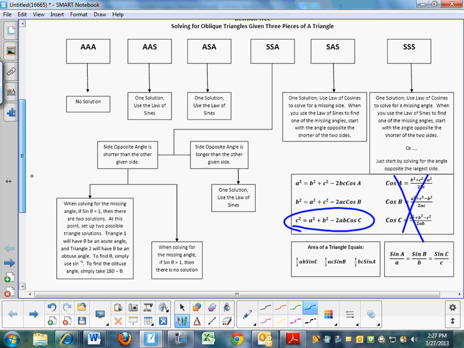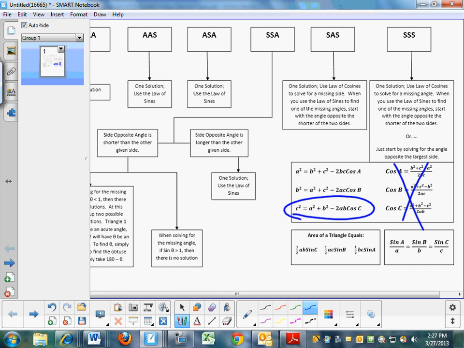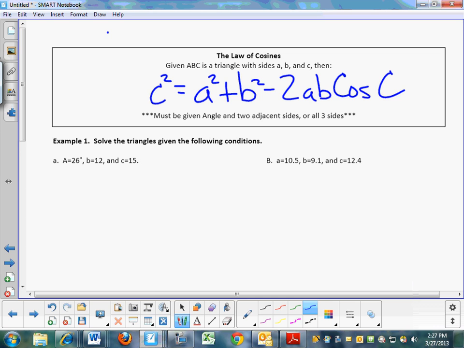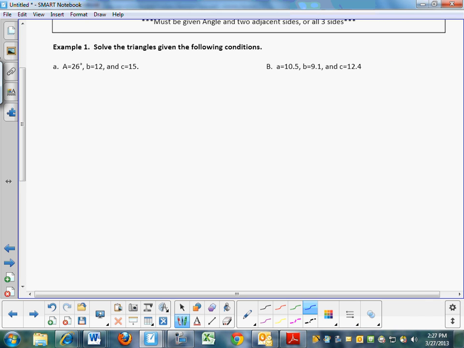And what it does is it helps us, again, find the missing sides. Now, all you have to do is identify which one of these 6 it is, and then just follow down here and follow the directions. So let's put this to practice and make it work. So we'll do an example, and you'll say, hey, wait a minute, that wasn't that bad. Solve the triangles given the following conditions.